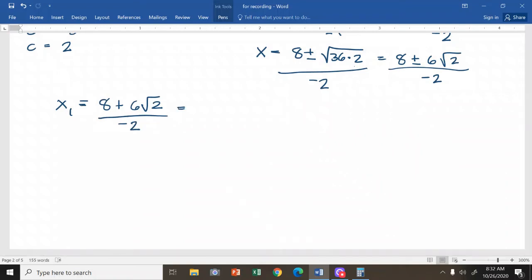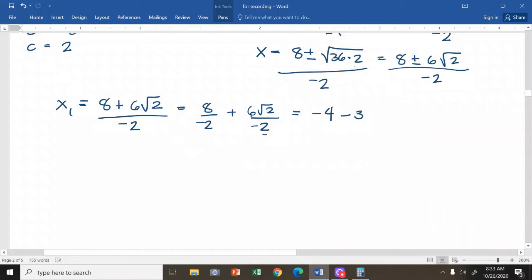Okay, so ang gagawin na lang natin dito, isi-simplify natin siya. So, pwede natin siyang isulat like this. So, meron tayong 8 over negative 2 plus 6 square root of 2 over negative 2. Okay, so para mas madali nyo siyang masimplify. So, 8 divided by negative 2 is negative 4. And then, meron tayong 6 divided by negative 2. So, ang sagot dyan is negative 3. So, meron tayo dito negative 3 square root of 2. So, ito yung ating first value.